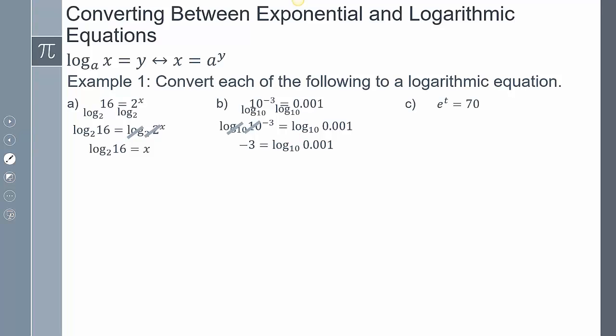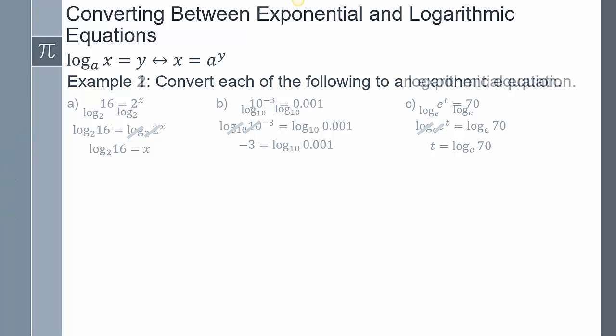For C, dealing with this e that I briefly talked about, remember e and log base e, or natural log, that's what ln or log base e is. So I would have to take log base e or ln to both sides. Those cancel out. And so then I get t equals log base e of 70. Now notice, it's like if I took the e, brought it to the other side, and put a log there. I took the 2, brought it to the other side, put a log there.